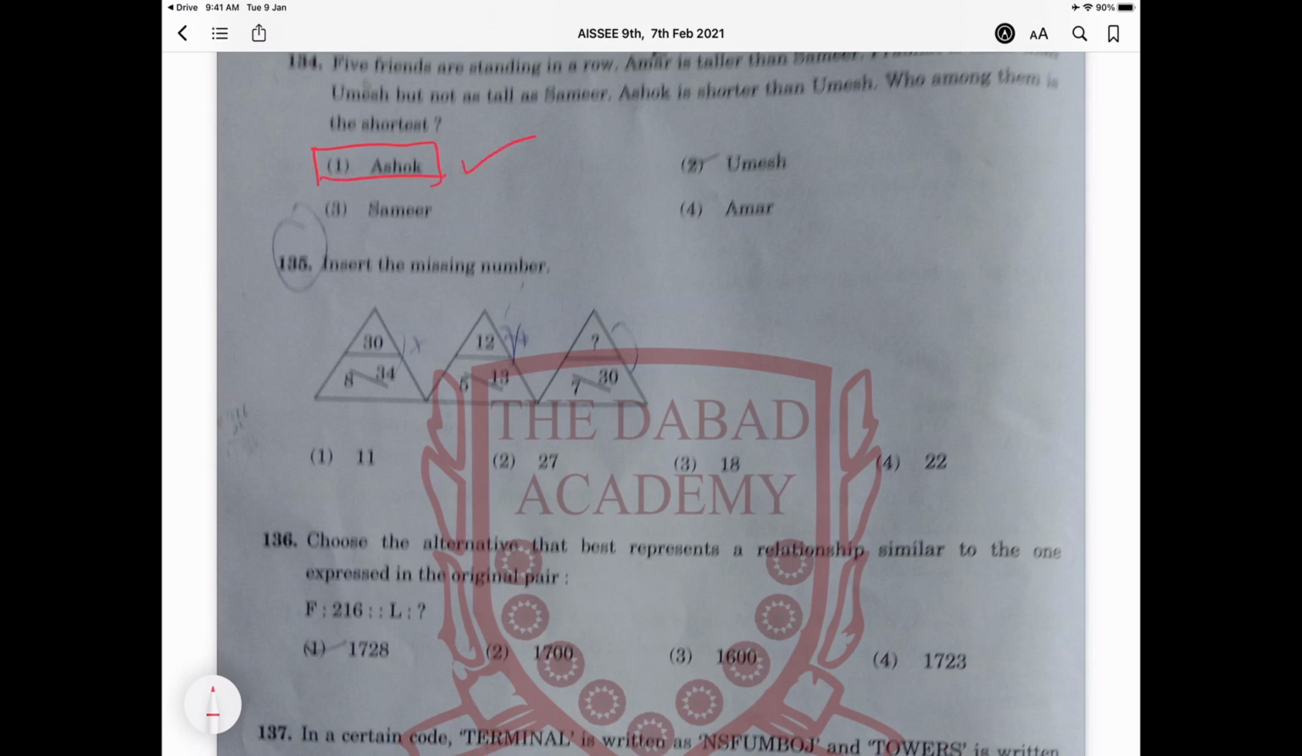In 135, insert the missing number. So this was the question mark and we had to find the value, and the correct answer is 27.